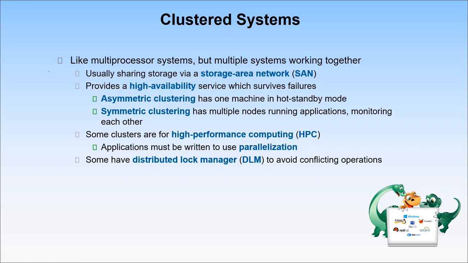There are two types of clustered systems: symmetric and asymmetric clustering. Asymmetric has one machine in hot standby mode, while symmetric has multiple nodes running applications and monitoring each other. Some clusters are for high-performance computing or HPC. Applications must be written to use parallelization. Some have a distributed lock manager or DLM, the distributed lock management, to avoid conflicting operations.